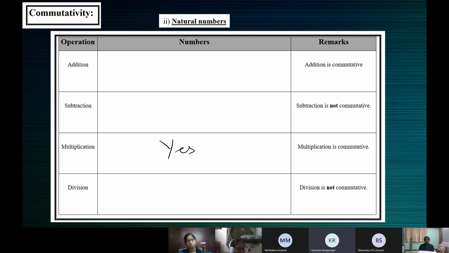When you take two natural numbers and multiply them in any order, the answer is the same in both the cases. But when you take two natural numbers and divide them in any order, when you do A by B and B by A, the answer will not be the same. The order matters here. A by B, answer is not the same as B by A.